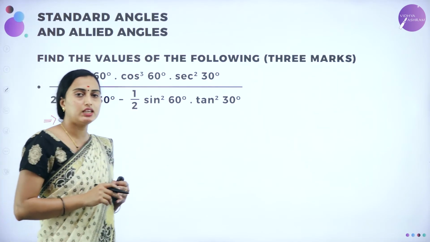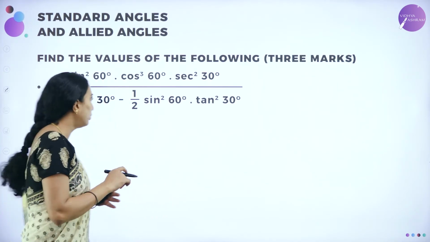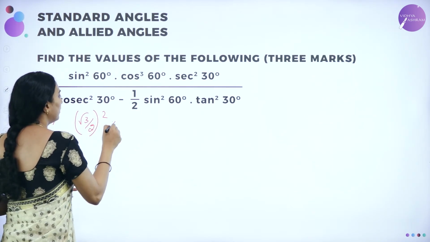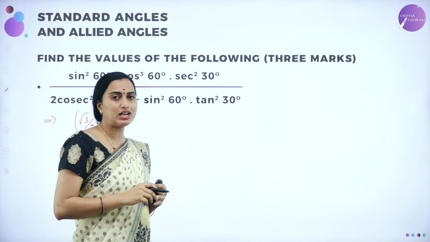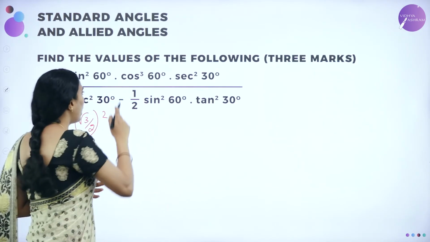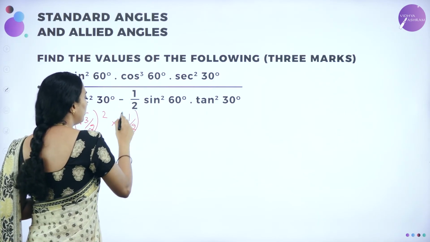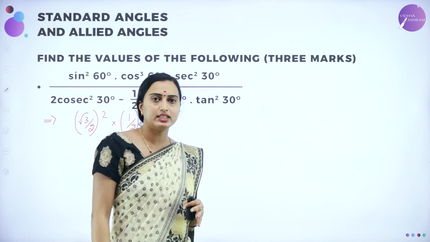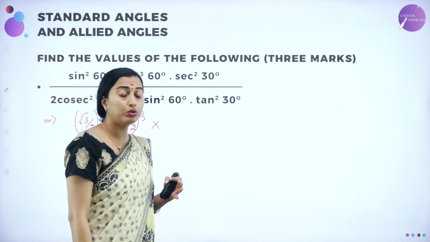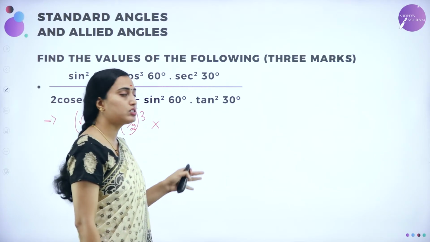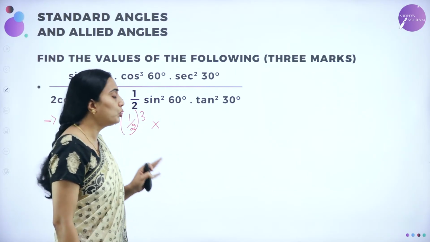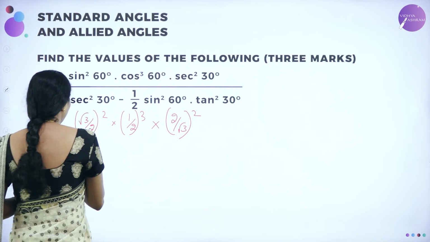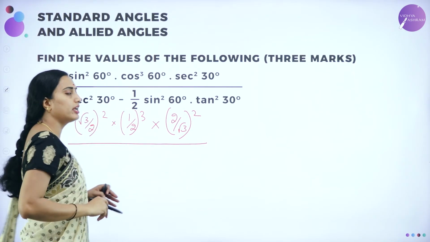Sin squared 60 degree. So sin 60 degree is root 3 by 2. Sin squared 60 degree is root 3 by 2 whole squared into cos 60 degree. You know cos 60 degree is nothing but 1 by 2. Cos cube is 1 by 2 whole cube into secant squared 30 degree. That is cos 30 degree is nothing but root 3 by 2 you are having. So secant squared 30 degree is nothing but 2 by root 3. So 2 by root 3 whole squared divided by 2 cosecant squared 30 degrees.